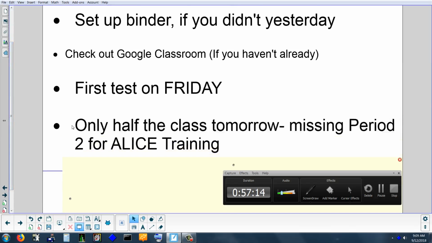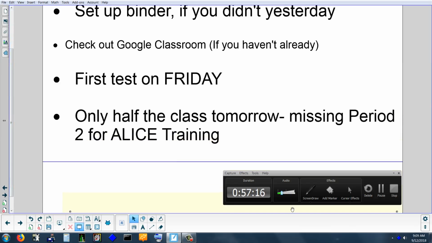And remember, we only have half the class tomorrow. We're only meeting from like 7, well, you guys are here at 7:45, till 8:30, when they're going to start calling us down for that Alice training. Like we had an intruder in the building, had to go on lockdown. They need to go over that with you guys. So we're only going to have period 1 tomorrow. Notes are going to be really short.